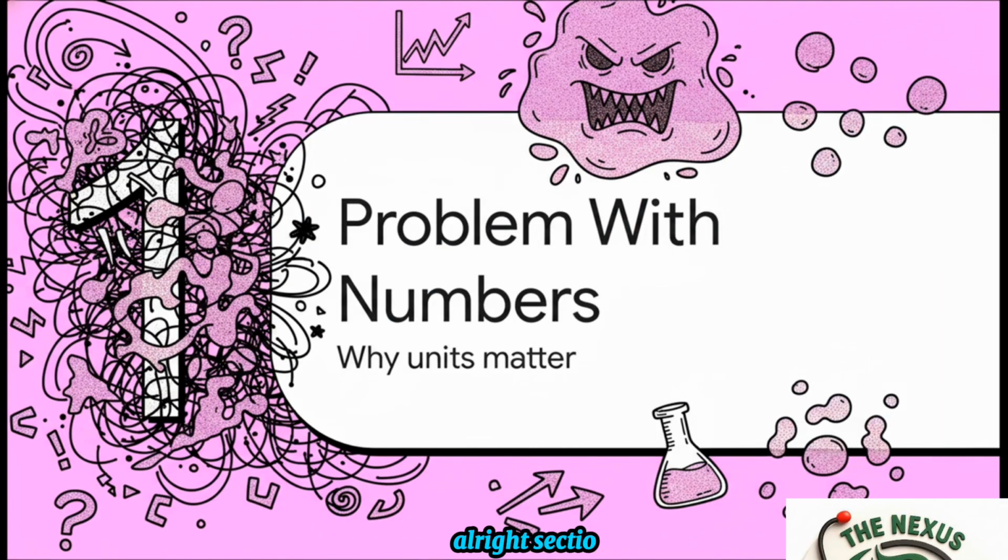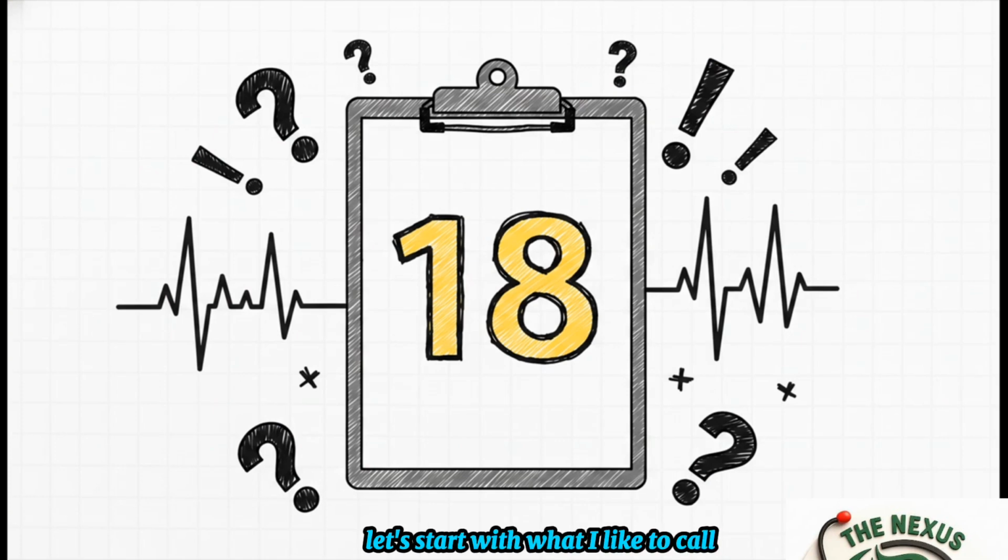All right, section 1, the problem with numbers. Let's start with what I like to call the dangerous ambiguity of unlabeled data. Imagine for a second you're a doctor. You've got a patient in critical condition. You've rushed their blood work down to the lab, and you are waiting anxiously for the results. Finally, the report comes back, and the only thing printed on the page is this completely naked number, 18.